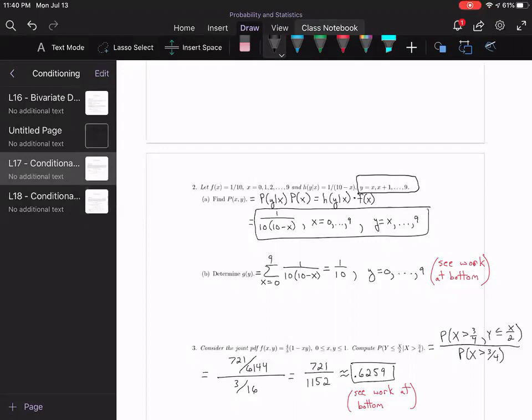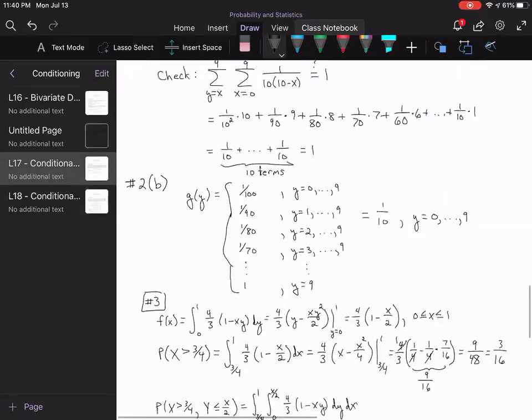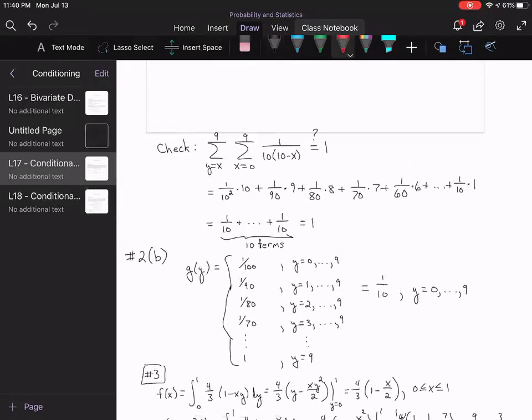And it turns out for each X, the probability is going to simplify to 1/10, which is what I saw here. That when X is 0, this simplifies to 1/10. When X is 1, this simplifies to 1/10. All of them simplify to 1/10. So that's how I recognized that G of Y is going to be 1/10, and Y has to go from 0 up to 9. There has to be 10 Y values.